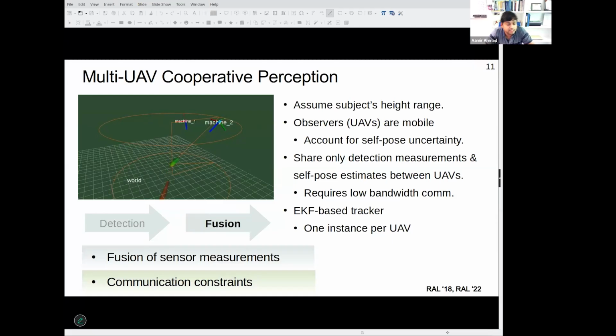Now, what happens next? At each UAV, we create an extended Kalman filter, a Kalman filter based tracker that uses the UAV's own measurements of the target and the measurements it receives from the other UAVs, converted into the world frame using self-pose and the uncertainties. This way, we can account for uncertainties in each observer, each measurement producer. All the UAVs are measurement producers, and all these uncertainties are then fused. The output of the EKF is then the 3D position estimate of the person in the world frame.